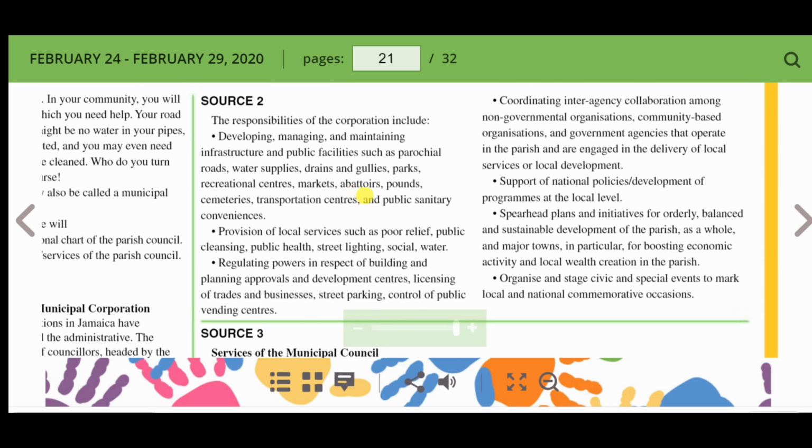So this word abattoirs, this would be where animals are slaughtered. So in the market in Maypen, for example, and Linstead and Lionel Town, you would have a health inspector going into the market to make sure that the abattoir there, if one is there, operates at certain standards to make sure that the public has access to healthy meat.